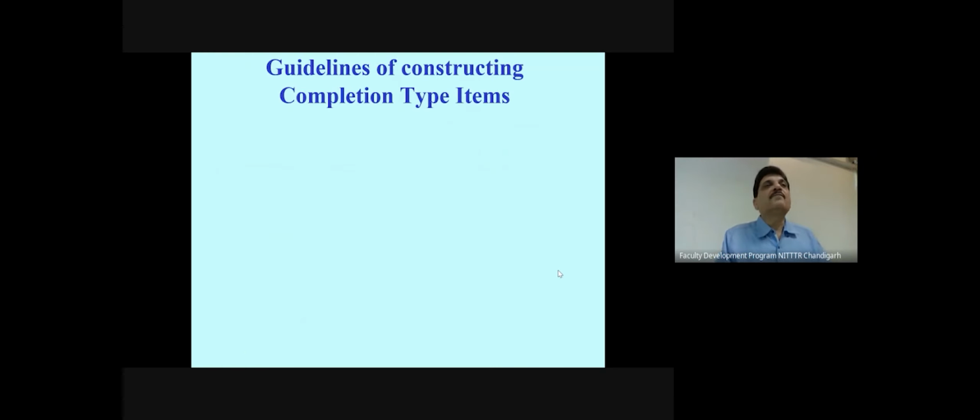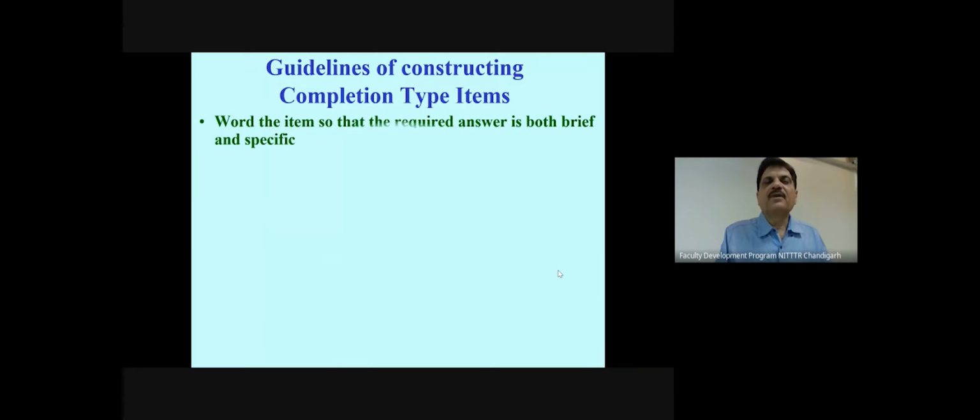Now coming to completion type item. Completion type item is a sentence or statement which has one and at the most 2 blanks for the student to fill in. That is to complete the incomplete sentence. So guidelines are: word the item so that the required answer is both brief and specific.